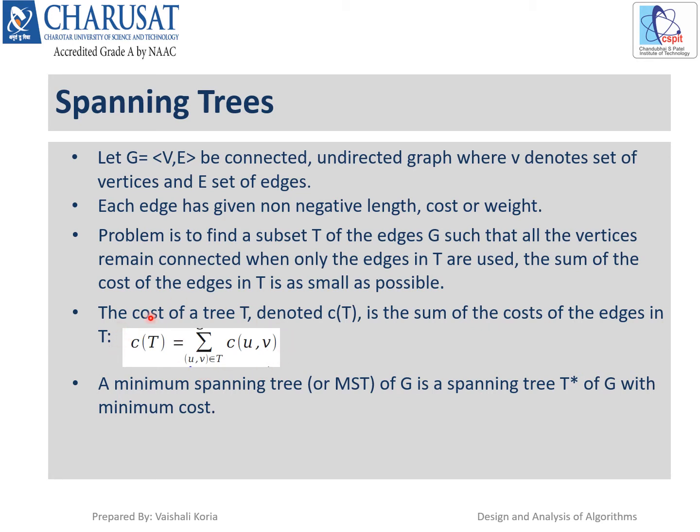the T. Now minimum spanning tree or the MST of G is a spanning tree T star of G with the minimum cost. So whatever edges we have included in T, it should result in the minimum summation and all the vertices would be covered for this spanning tree. So minimum spanning tree is the spanning tree where the summation of all the edges included in the minimum spanning tree would result in minimum sum.